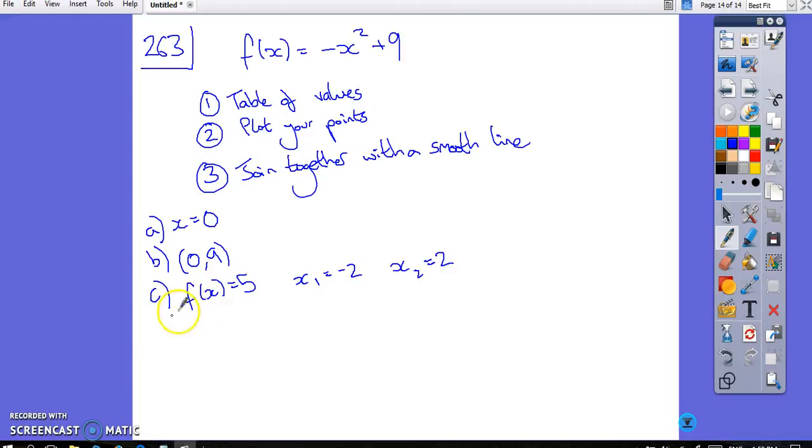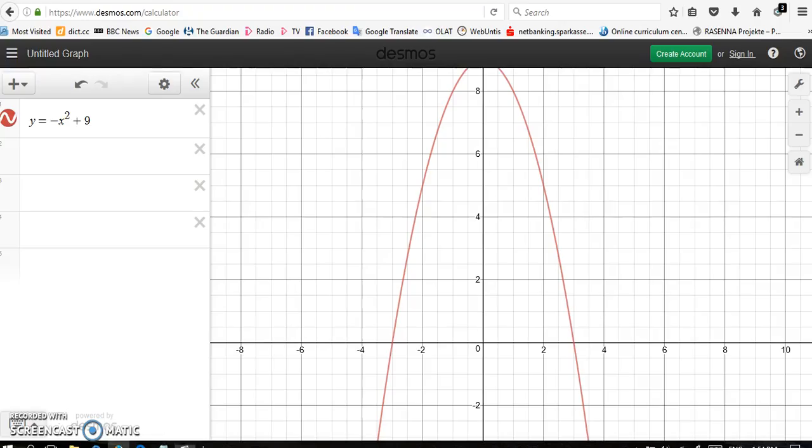Okay, so D, we've actually already answered. At which point does the graph cross the y-axis? Well, we've already seen that the y-axis is crossed up here at 0, 9.